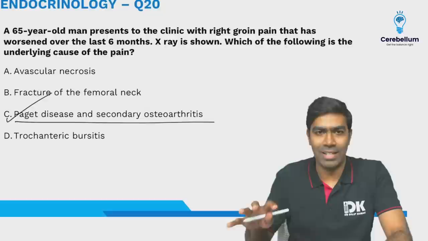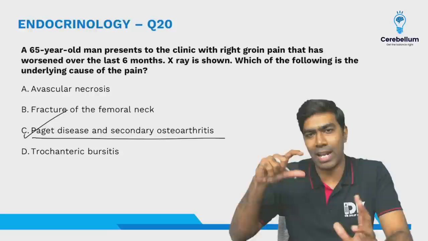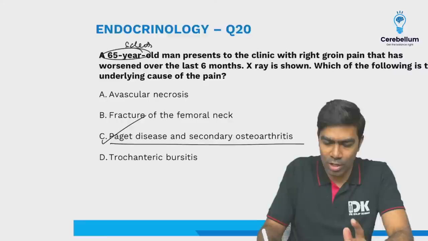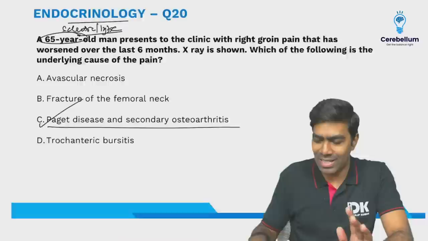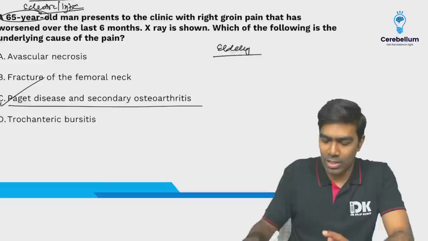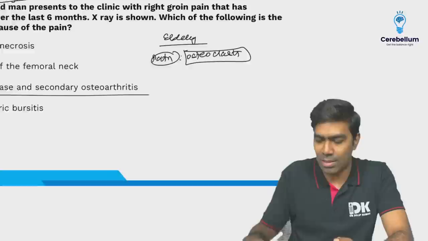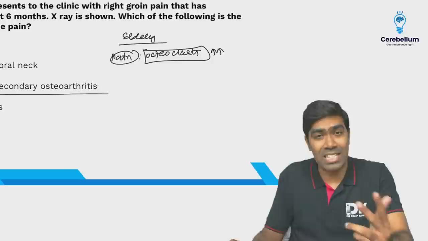What was given in the X-ray was, in the right iliac bone, a mixed osteosclerotic and osteolytic lesion. In any elderly man, if you see an area of mixed sclerotic and lytic lesion, that is Paget's disease, because Paget's disease is a problem of bone turnover. Paget's disease occurs in the elderly, and the main starting pathology is with the osteoclast. Because of too much osteoclastic activity causing bone resorption, there is a reflex increase in osteoblastic activity.